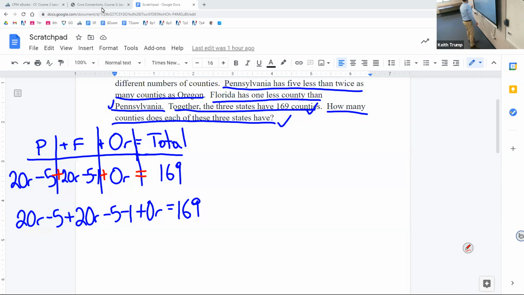I've got a like term here. I've got 2 OR, and OR. So 2 plus 1 is going to be 5 OR. And then I've got the constants. I've got -5, -5, and -1. So -5 and -5 is going to be -10. -1 is going to be -11. We've got 5 OR minus 11 equals 169.